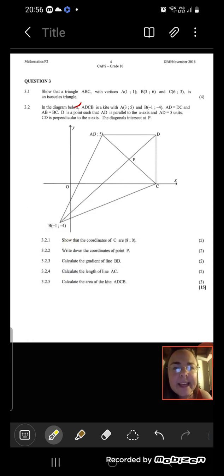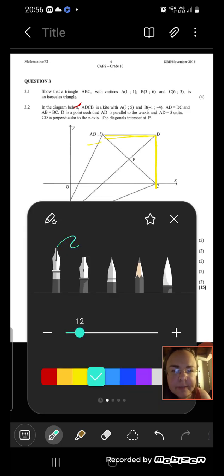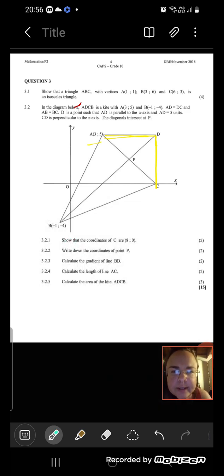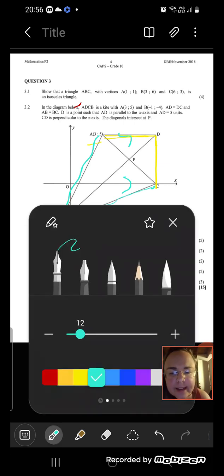Well done. Cool. In the diagram below, we've got a kite, and there's A, there's B, and AD is equal to DC. Cool, because it's a kite. And then we've got some more equal stuff here. We've got AB equal to BC. Nice. D is a point such that AD is parallel to the x-axis. Ooh, parallel to the x-axis. That is fantastic. What does that tell us?